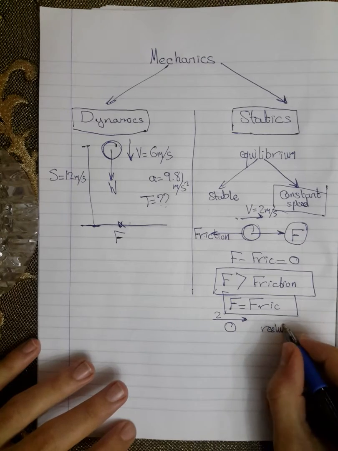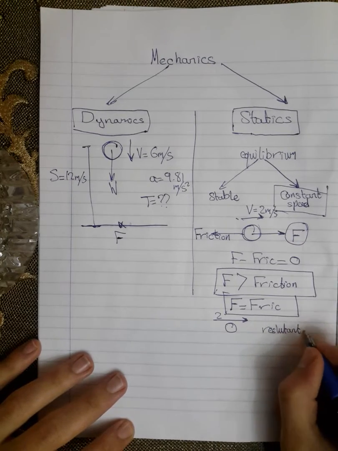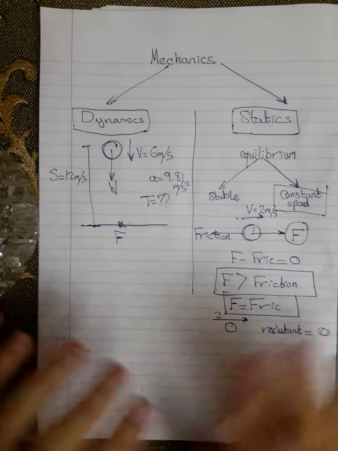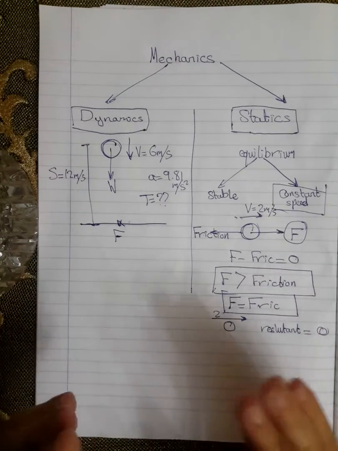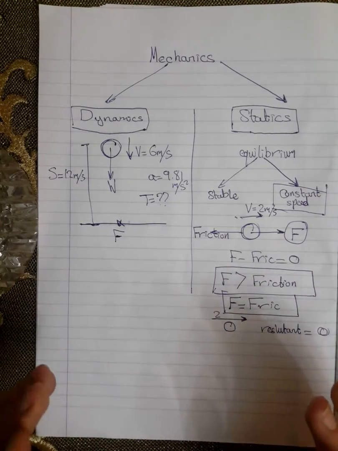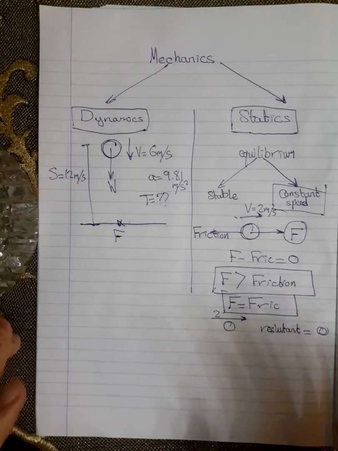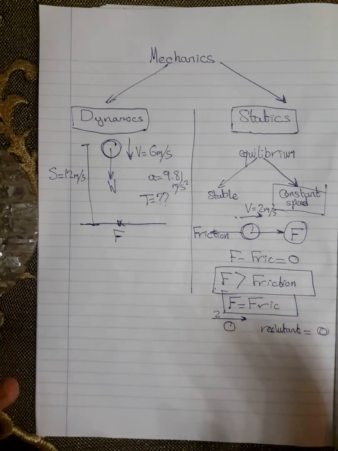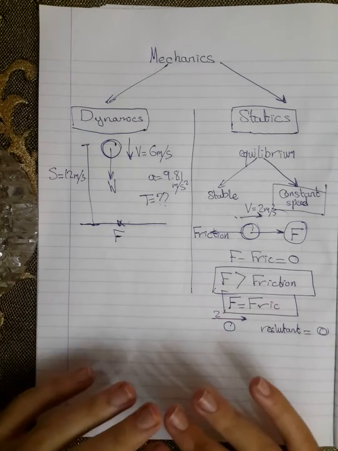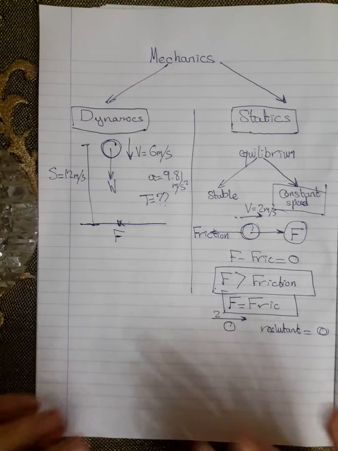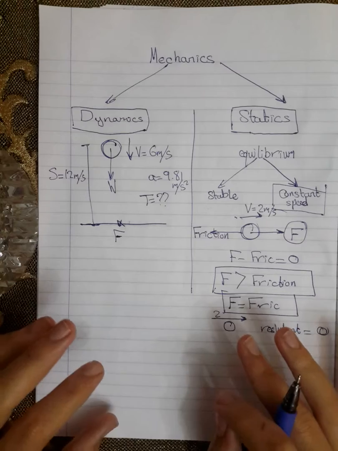Resultant force equal 0. So no resultant force. So this is the case that the ball is in a static position while it is moving. The only case that the resultant force equals to 0.